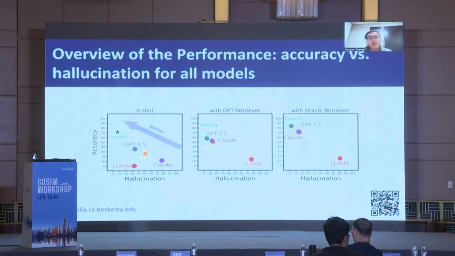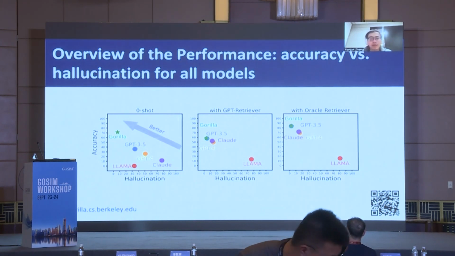GPT 3.5, and Claude. And both of the models are pretty good when they are provided the relevant context, which means they don't hallucinate when the context is provided, like these GPT 3.5, GPT-4, and Claude models.